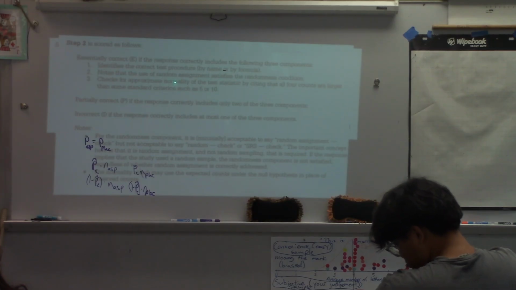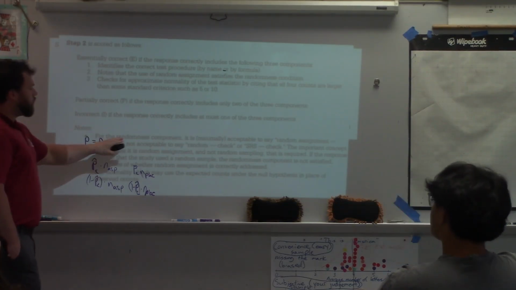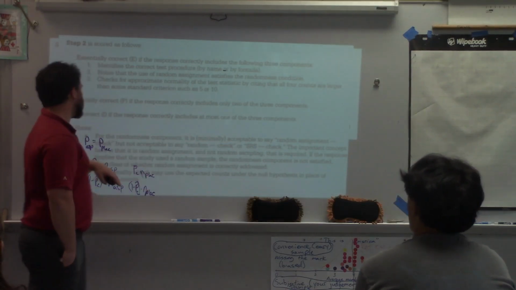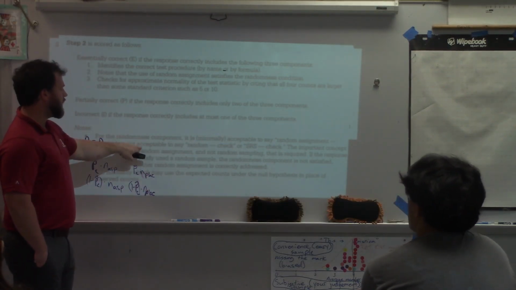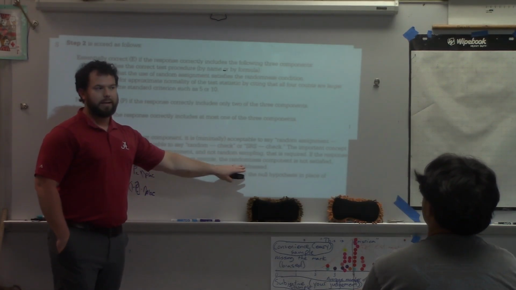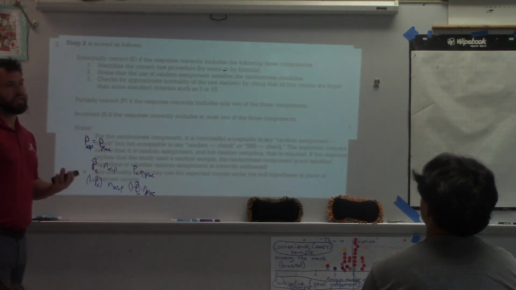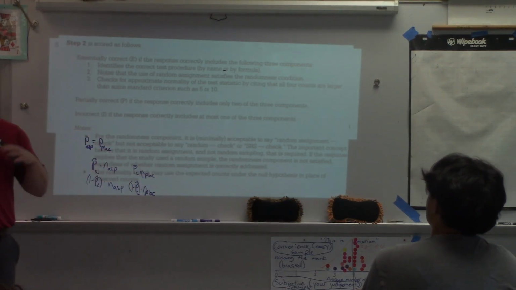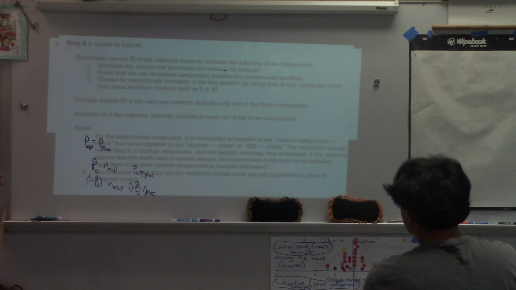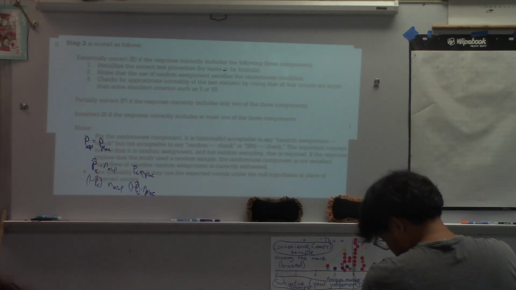Note the use of random assignment satisfies the randomness condition. Notice right here, for the randomness component, it is minimally acceptable to say random assignment, check, but not acceptable to say random check or SRS check. Right? You had to recognize that it was a random sample, so you need to get into practice of saying random assignment. You have to say random assignment or random sample. It's got to be one of those two things.